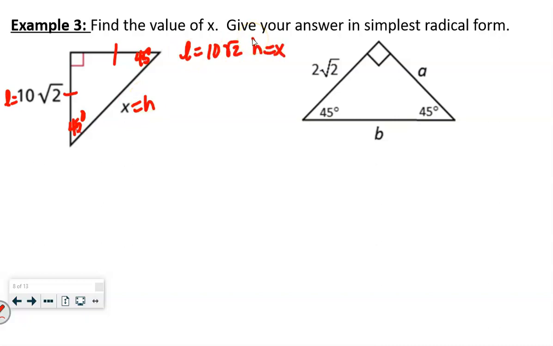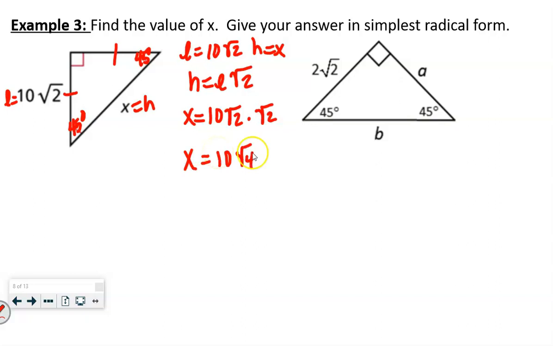So our formula is H equals L square root of 2. So now we're going to put X here, and we're going to put our 10 square root of 2 times our square root of 2. Now we've already done this, so you guys should be able to see that pretty easily. So that's going to be X equals 10 times the square root of 4. And the square root of 4 is 2, right? So x is equal to 10 times 2. So x is equal to 20.